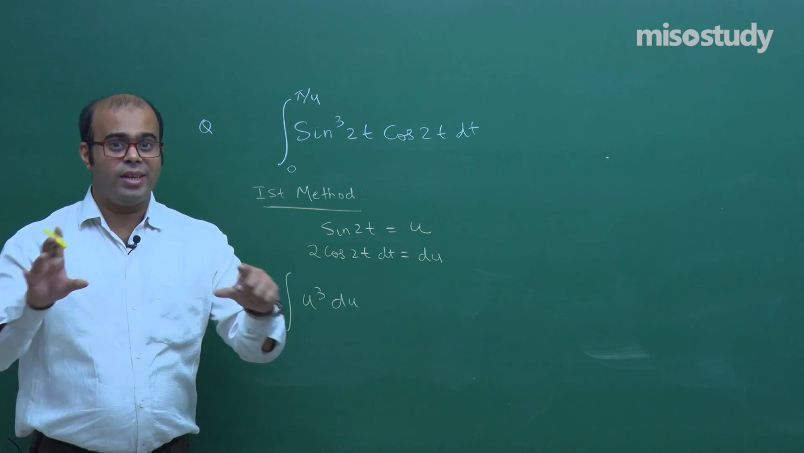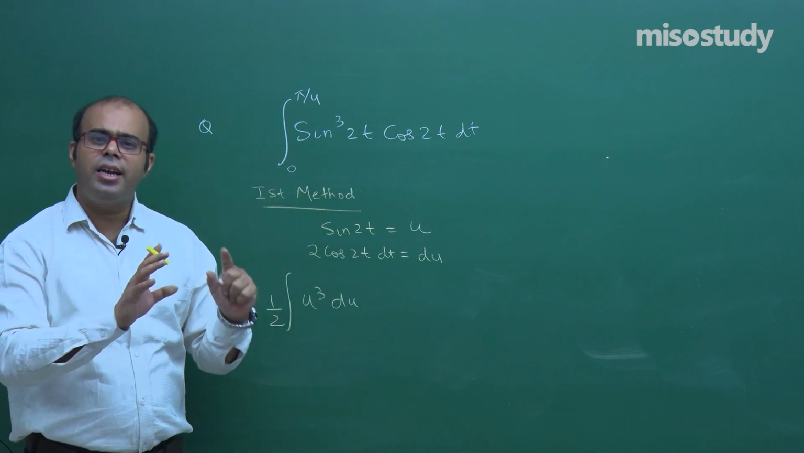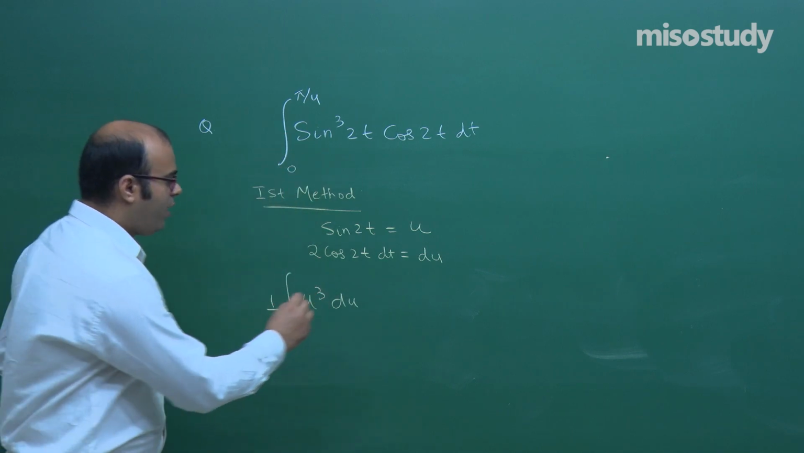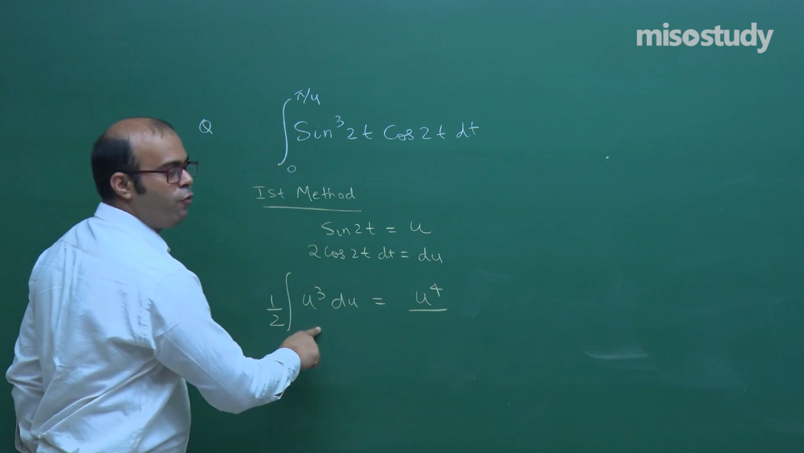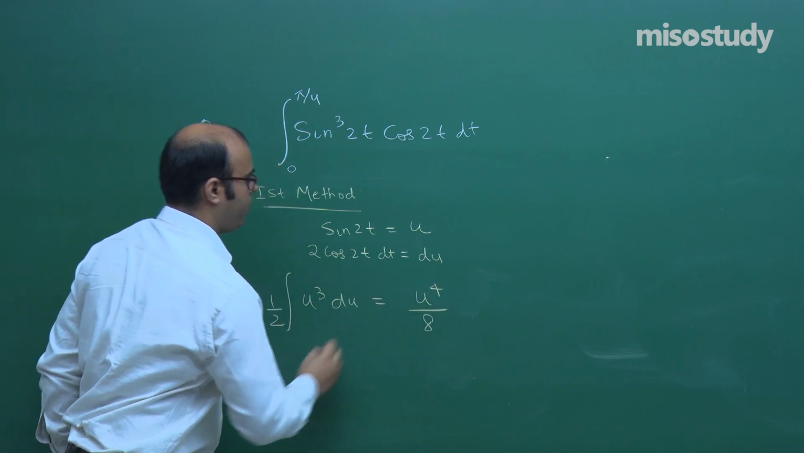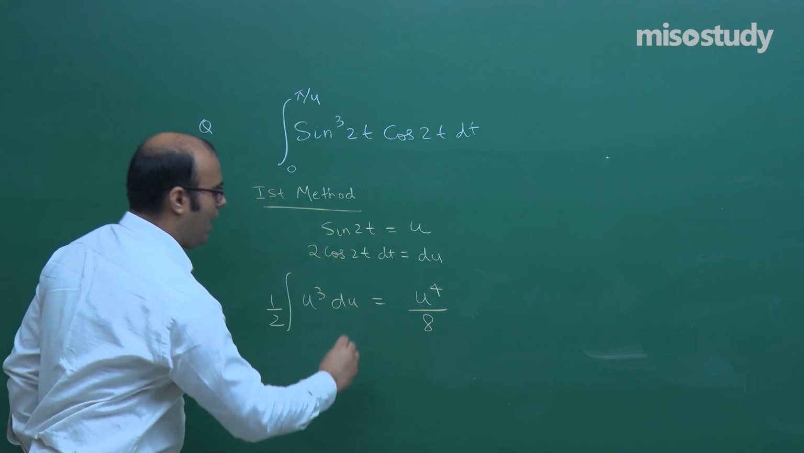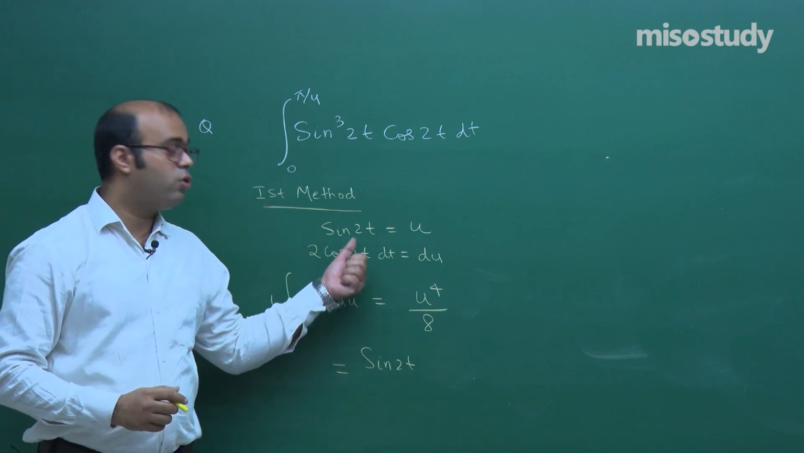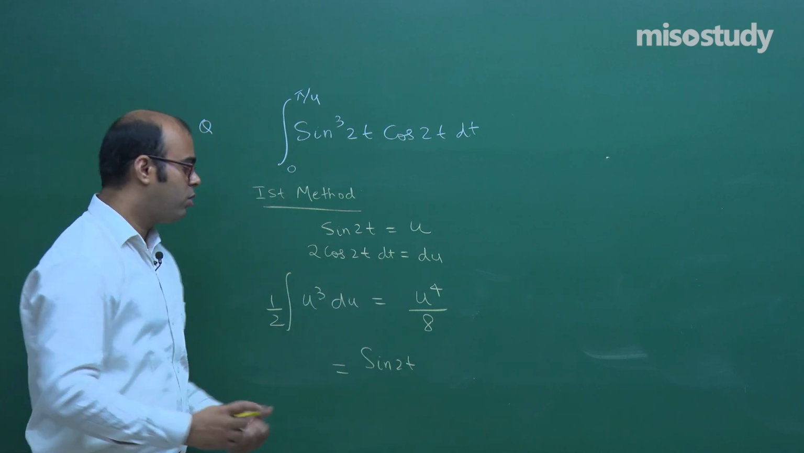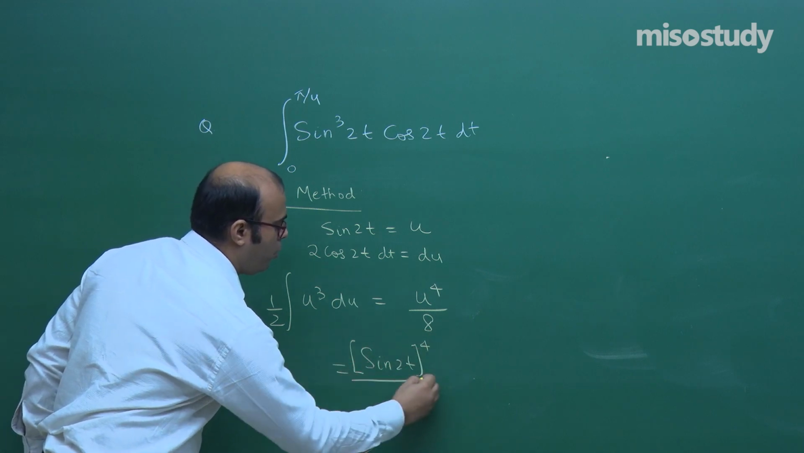Now what will happen to the limits? There are two ways, that is what I was saying, there are two methods. So first let us not change the limit. After integrating this, you will get u⁴ upon 4, and 4 into 2 will be 8. And then further you will back substitute u as sin 2t. As you have substituted sin 2t as u, you will have to back substitute. So sin⁴(2t) upon 8.